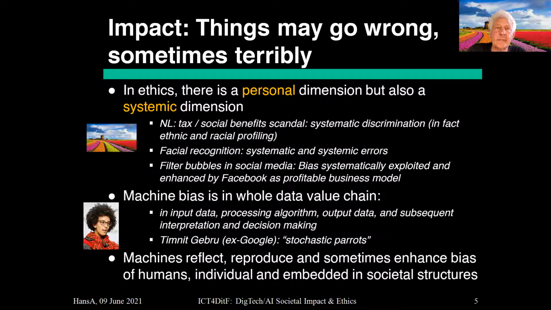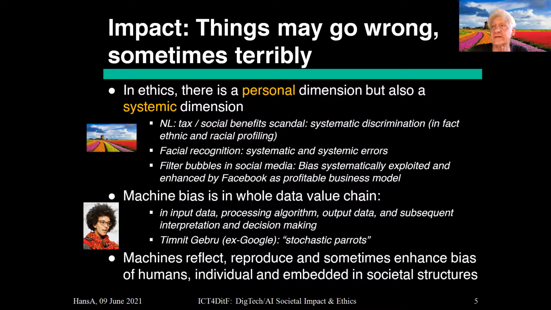And a recent example is the work of Timnit Gebru. She worked on language processing. And she wrote a critical paper on how Google did it. The title of the paper is Stochastic Parrots. And that was critical about the large set of data Google was using and the danger that you had partly random results. That's why it's called Stochastic Parrots.